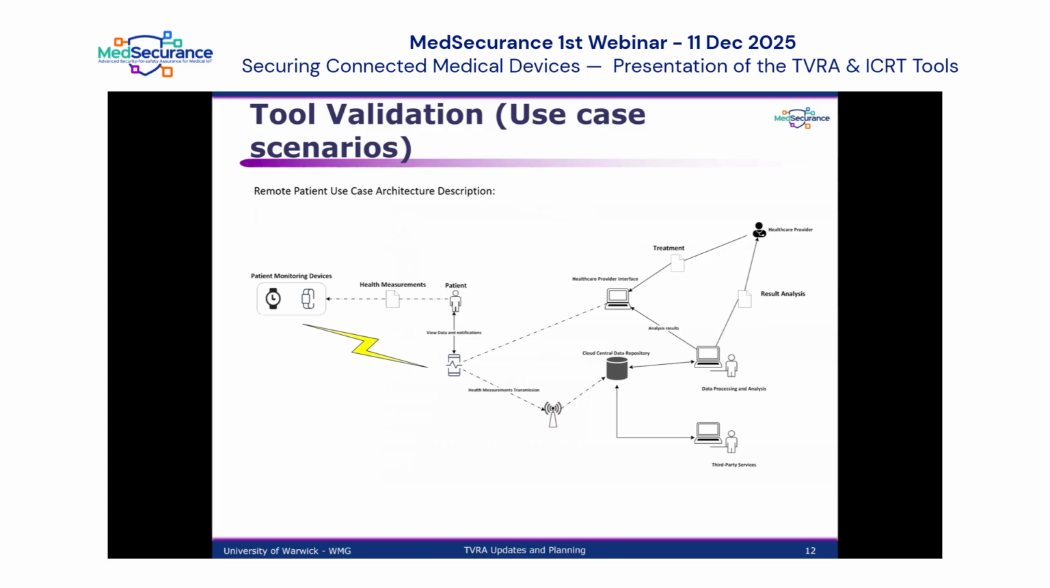So this is the use case architecture for a remote patient monitoring system. This is a high-level architecture of how the IoMT model is structured. You can see on the left side there is a patient monitoring device connected with the patient, and the patient data goes through his personal assistant device to the network. This network is connected with the health provider and the third-party services through a router, cloud central data repository, and the data processing analysts. So this is the high-level architecture.